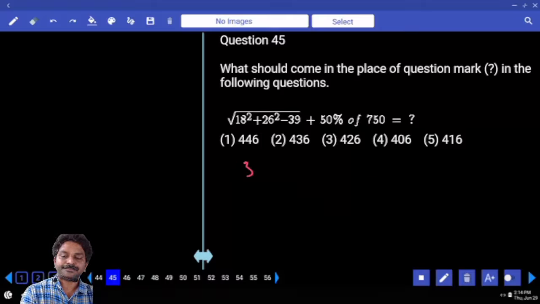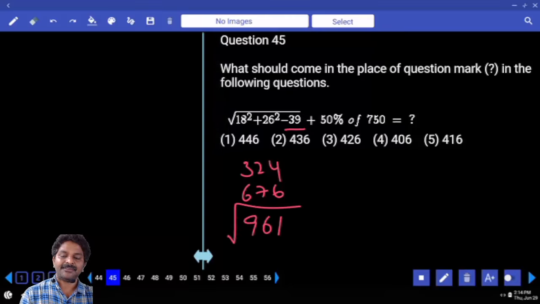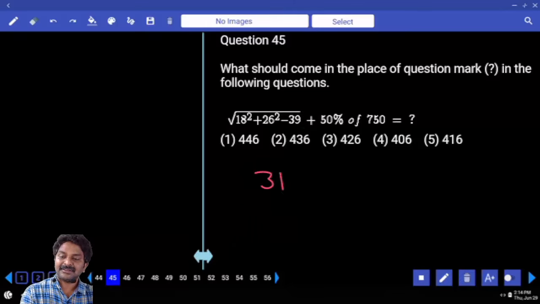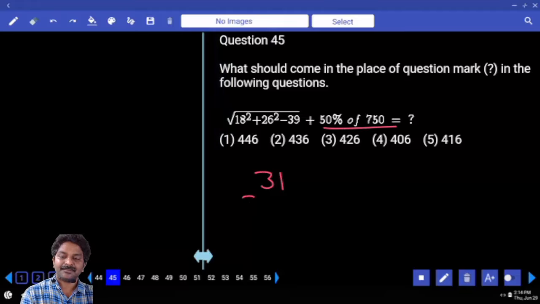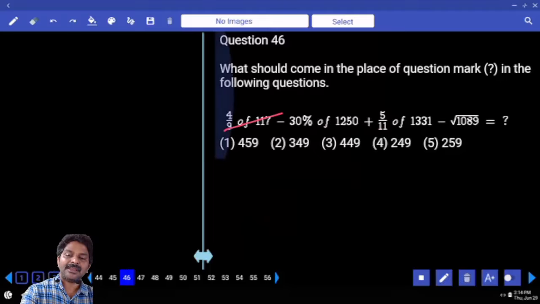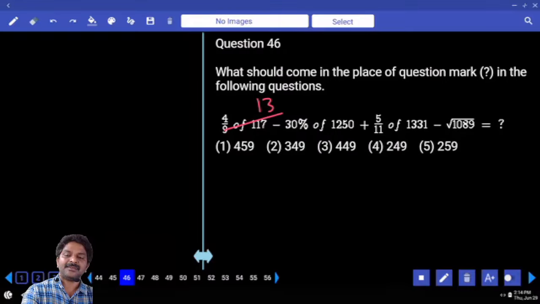18 square, 324. 26 square. Sum of both the numbers together, 1000. Minus 39. Under root of 961, which is 31, right? 31 plus 50% of this number, 375. Answer 406. 9, 13 times, 4 times of 13, 52.